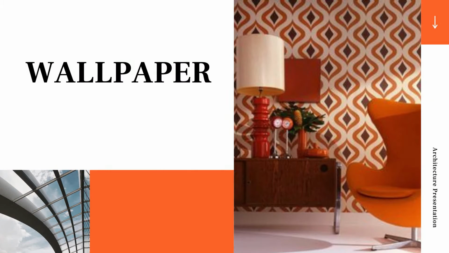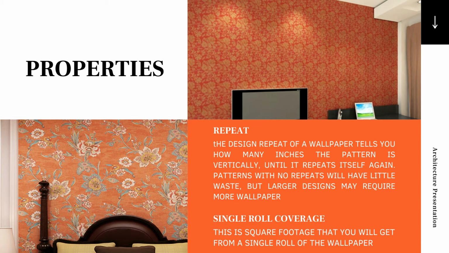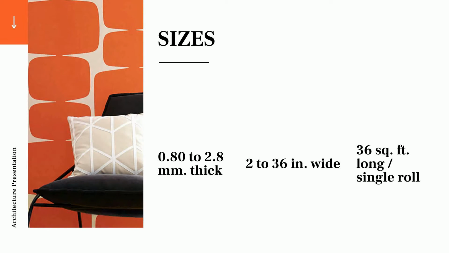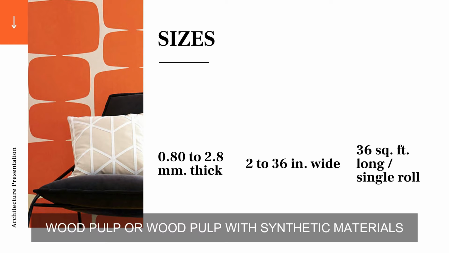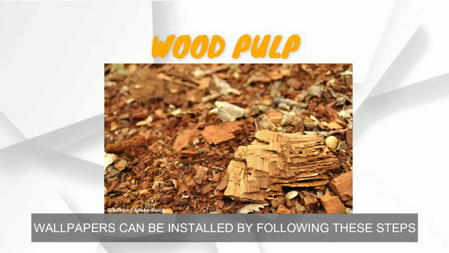The next type is the wallpaper. This is produced in a wide range of wood grain, fabric, stone, brick, and mural patterns. They consist of a backing ground coat, applied ink, and sometimes paste on the backing used to adhere the paper to the wall. Non-woven backings can be of ground wood, wood pulp, or wood pulp with synthetic materials. Wallpapers can be installed by following these steps.